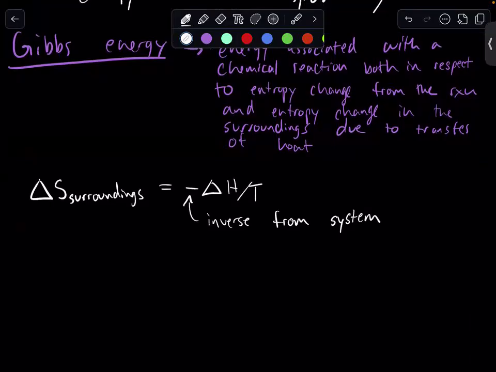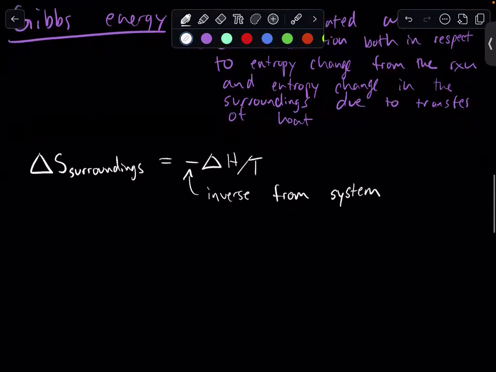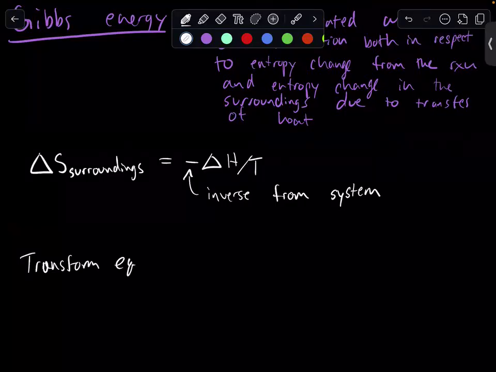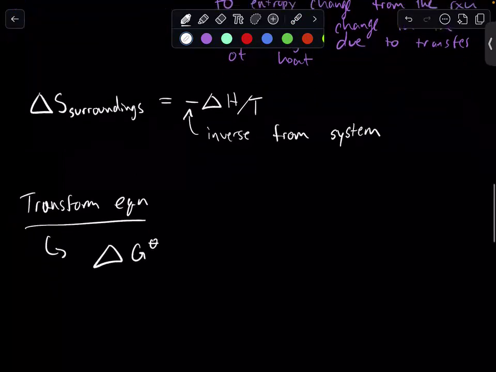So we now have our entropy of the surroundings. We can include that with the entropy of our system, and we can transform the equation. And when we do that, we get delta G standard, so the standard change of Gibbs energy, is equal to delta H standard minus T times delta S standard.